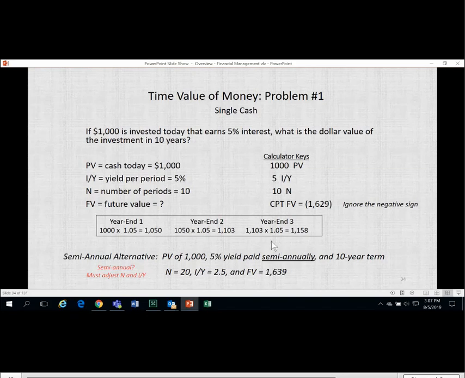Now, this could be a long, tedious process. Suppose you had a 30-year investment. You don't want to have to go through and multiply that. Luckily, that's where the calculator comes in. We hit that compute key and it just automatically starts multiplying by 1 plus the interest rate the sufficient number of times.